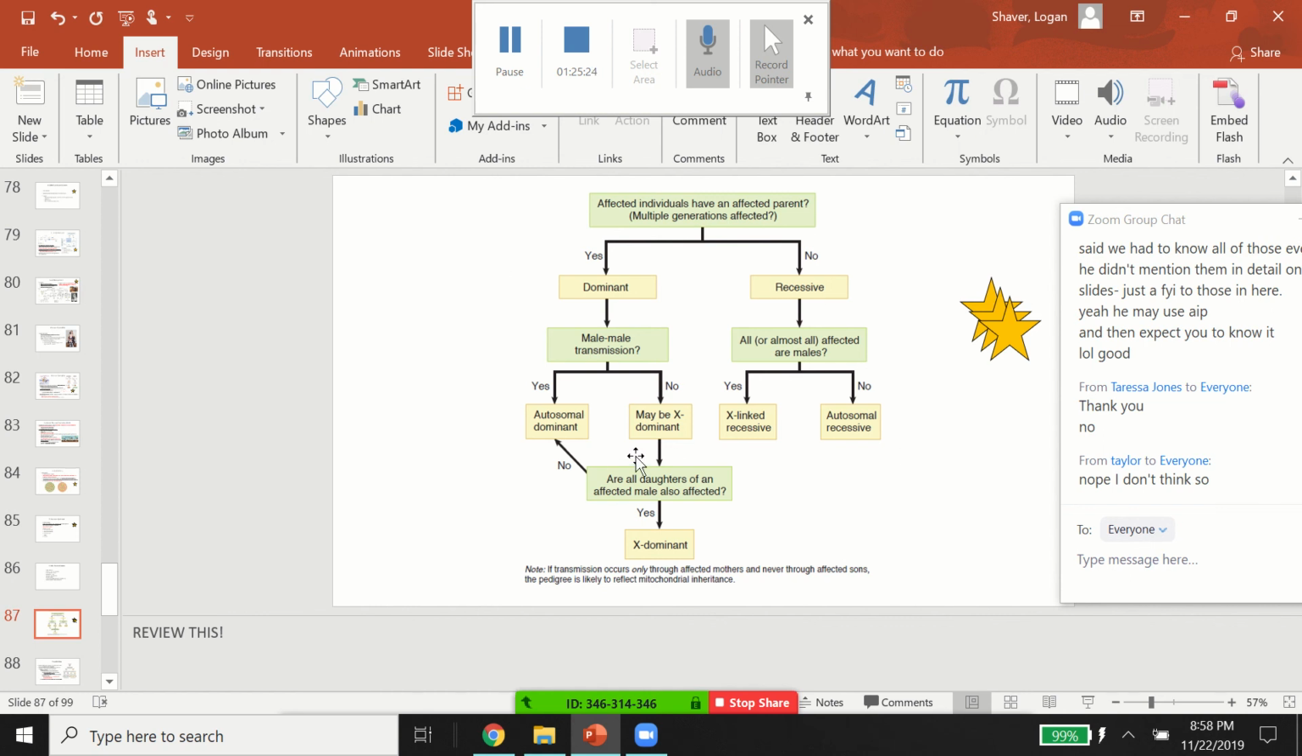This picture's awesome, okay? And you can follow this little diagram, and it helps you keep in mind whether that person would be affected or not, what's going on. So I really, really like this diagram. It helps keep everything straight in your head.